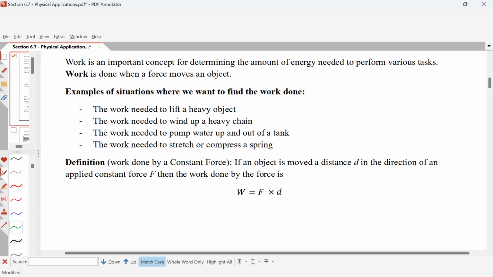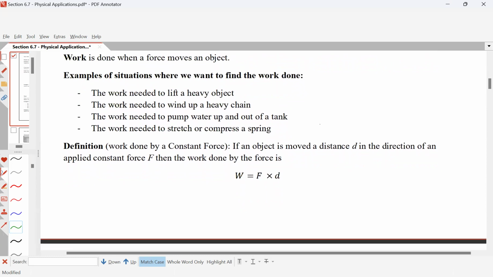So in general, if we have a constant force on an object, then the work done is going to be the force times the distance. Just like the mass in the last one was the density times the volume. Now, work is force times distance.